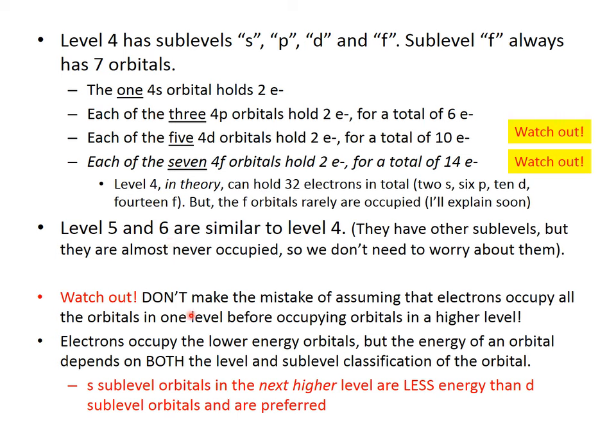So I am warning you, soon, and maybe you've seen this already in high school chemistry, we're going to use this information to write electron configurations, and we're going to find out where the electrons are, which orbitals they're in. Just because the orbitals exist doesn't mean that electrons all occupy one level before occupying orbitals at a different level. We don't get to make up the rules, the atoms make up the rules, and the electrons occupy the lower energy orbitals, but the energy of an orbital depends on both its level and sublevel. And so they fill in a very unusual way, and we'll talk about that next.